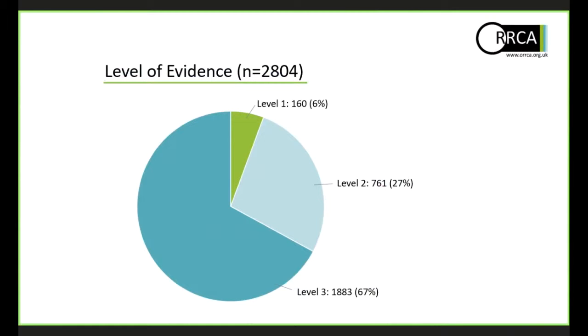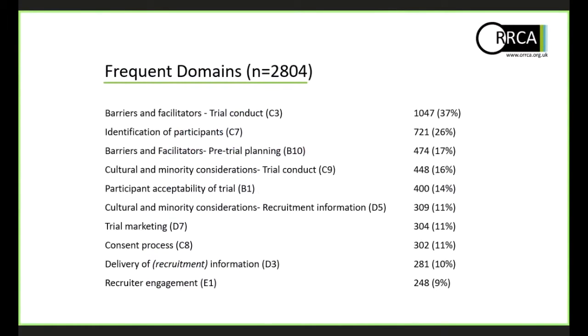If we go on to look at the most frequently used domains, we actually categorized 7,060 domains across the 2,804 articles. So remember that articles could have more than one domain associated with them. Frequent domains included barriers and facilitators identified within trial conduct, but also within pre-trial planning. Now, we appreciate these are very broad categories, which will likely have contributed to them being used frequently. However, this is also linked, I think, to the large number of case reports that we saw in level 3, which describe recruitment successes and failures. And that's why they are perhaps the most common domains.